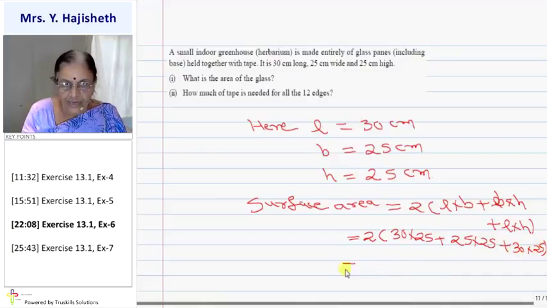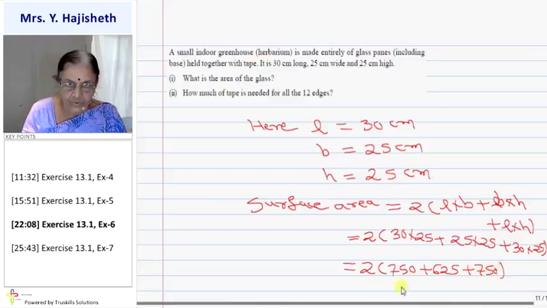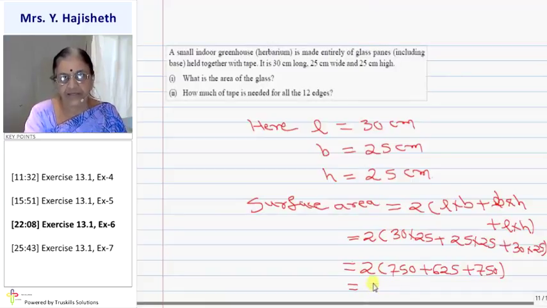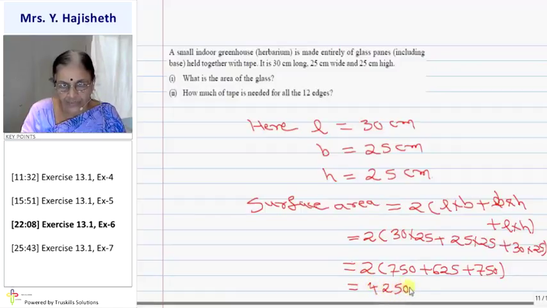So it is 2 times 750 plus 625 plus 750. So altogether my answer is 2 times 2125. मतलब total answer direct I am writing. It is 4250 centimeter square. Okay. 4250 centimeter square. This is the total area.